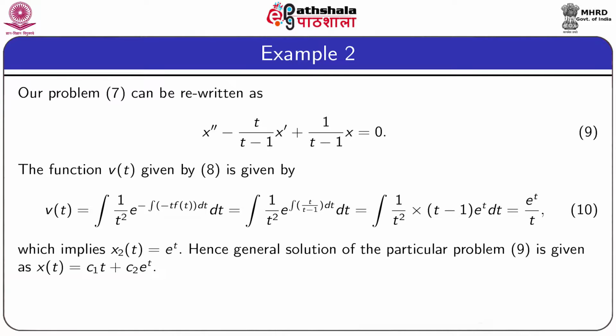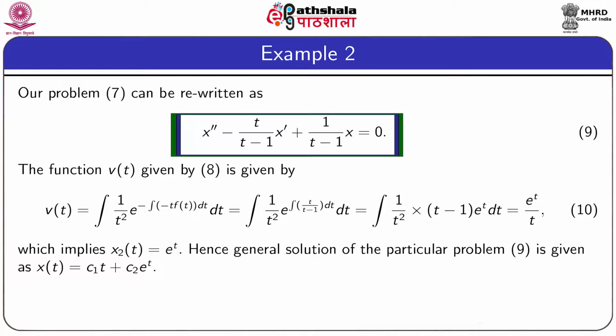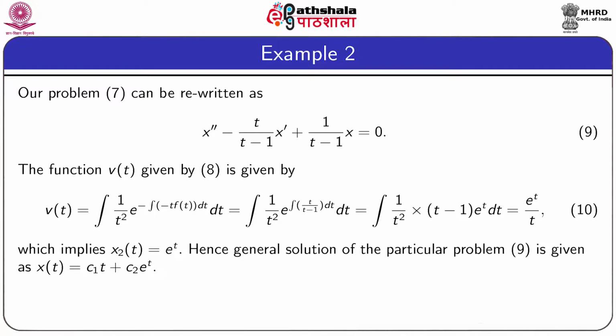If we take f t is equal to 1 by t minus 1, then we will be getting the differential equation as x double dash minus t by t minus 1 x dash plus 1 by t minus 1 x equal to 0. And in this case, v t, which is easily integrable, is equal to integration 1 by t square into t minus 1 e to the power t dt, which is equal to e to the power t by t. Hence, this implies that x2 is equal to e to the power t, and hence the general solution of the given differential equation is x t equal to c1 t plus c2 e to the power t.